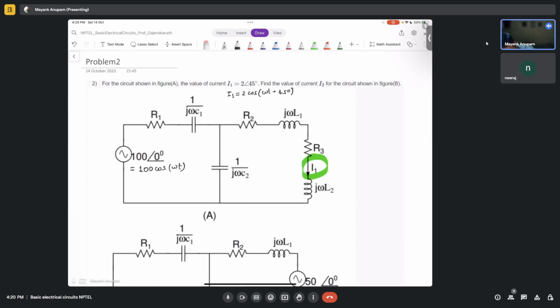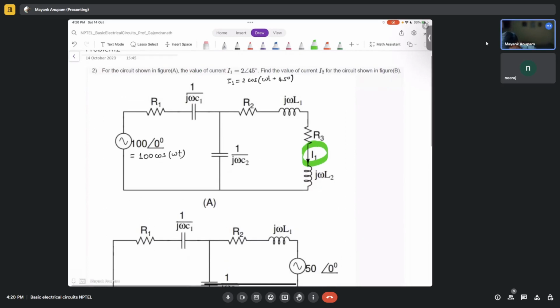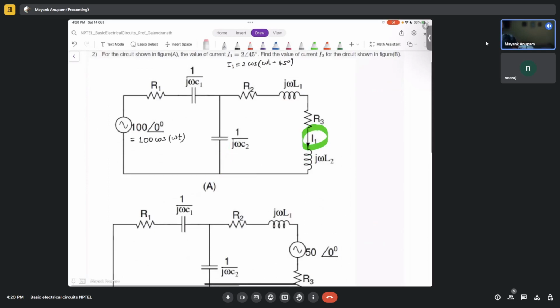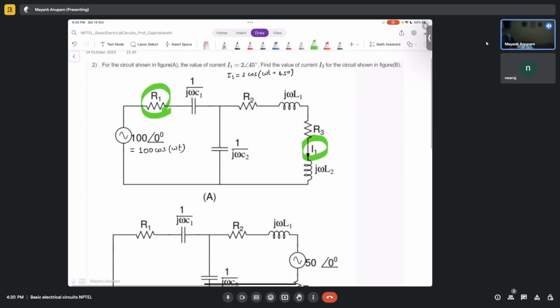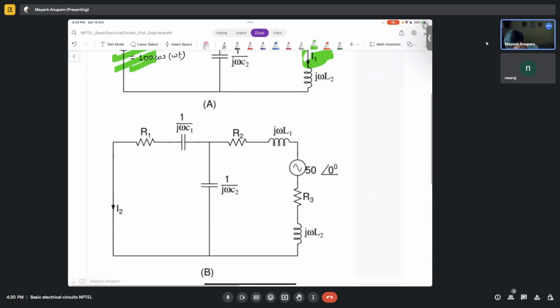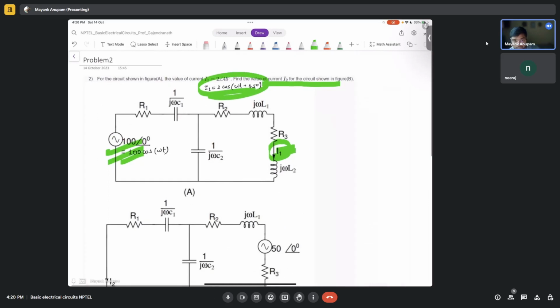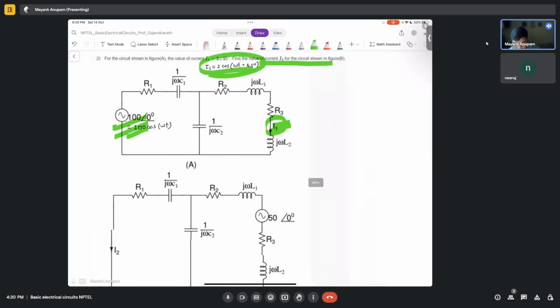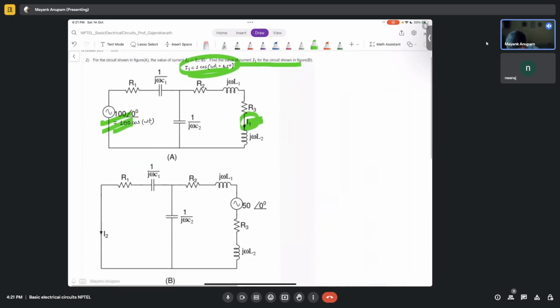So this is clear. Now the question that is asked is that this is the situation that has been given to you. You do not know anything about this resistor or this capacitor. The values are not given to you. The only thing that you know is that because of this voltage source here, the current that is going to appear here will be this much. Now find the value of current I2 for the circuit shown in figure B. Let me reduce the size. I hope it is visible now. Yes, sir. Yes. See it.